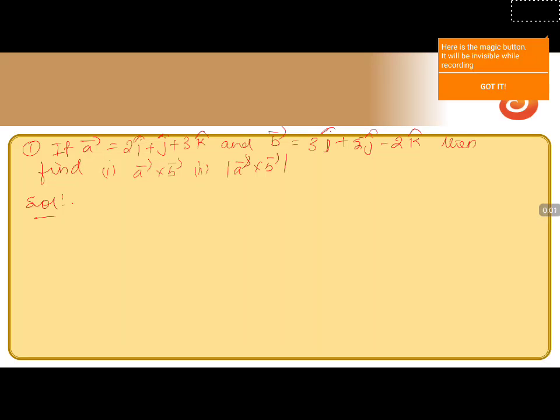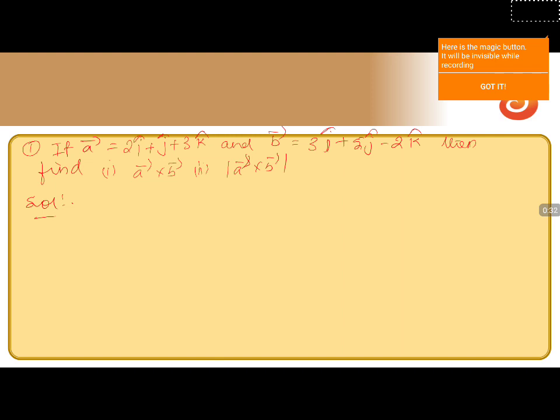Now here, if vector A is equal to 2i plus j plus 3k cap, while vector B is equal to 3i cap plus 5j cap minus 2k cap, then find the very first one, A cross B, while the second one is the magnitude of A cross B. So first we'll calculate A cross B.